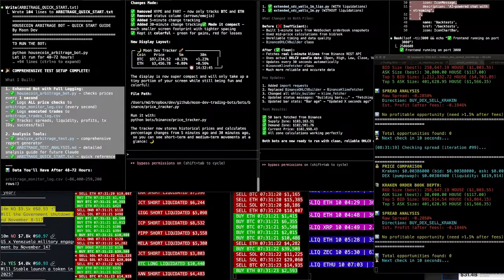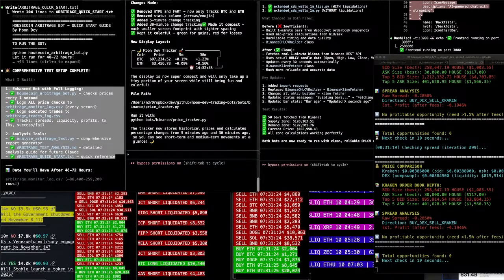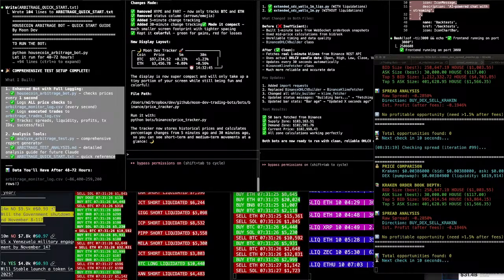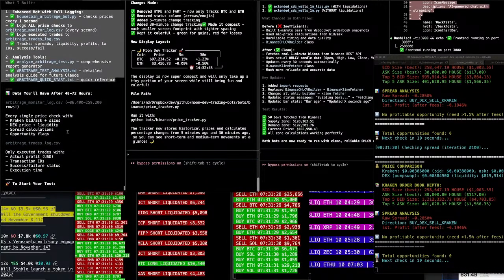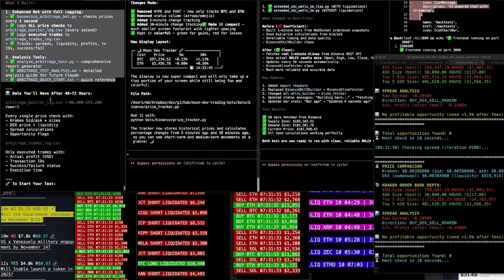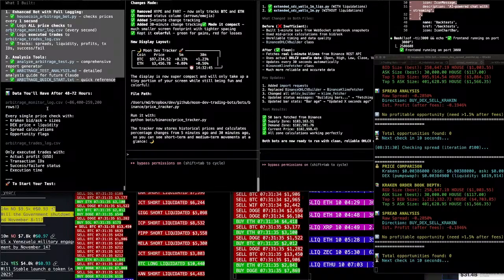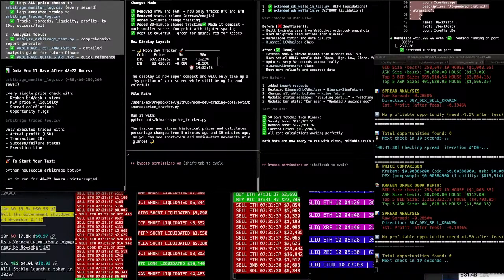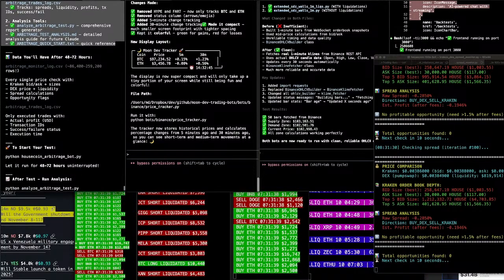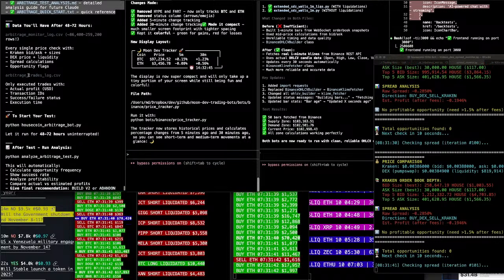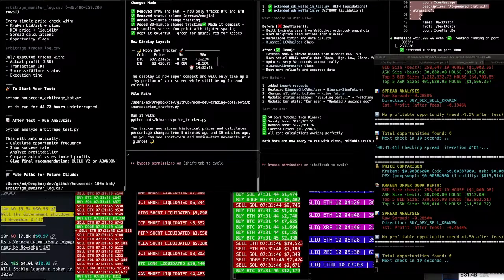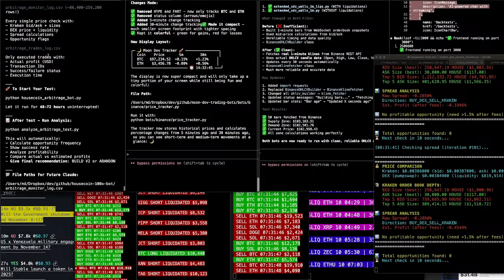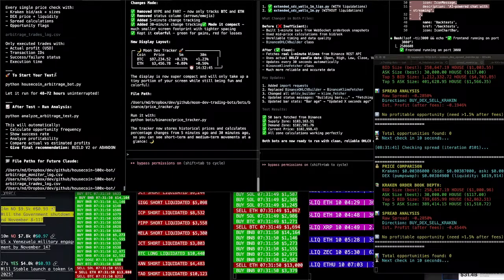Let's say come back to this in 48 hours. Okay, we got all that. Data you'll have after 48 hours. Beautiful. Arbitrage monitor CSV, wonderful. Every single price check with Kraken bid ask, spread calculations, opportunity flags. Arbitrage trades log, this is the only trade CSV. Beautiful. That's exactly what I want.